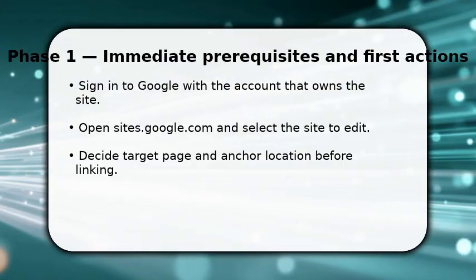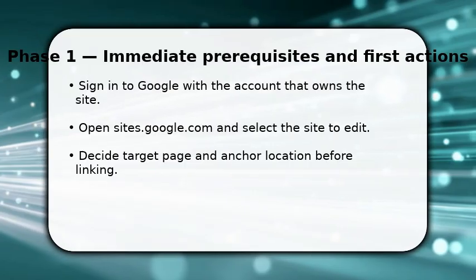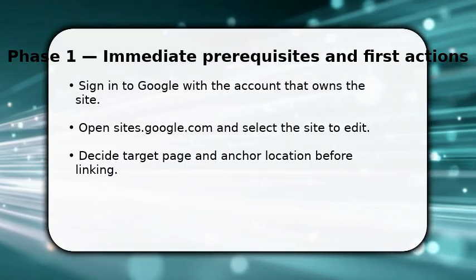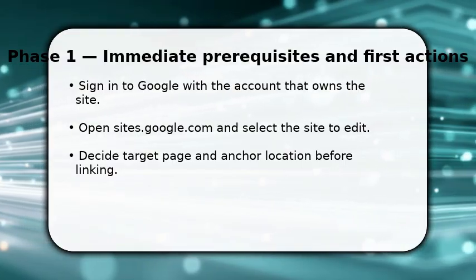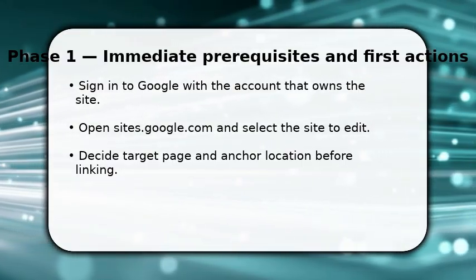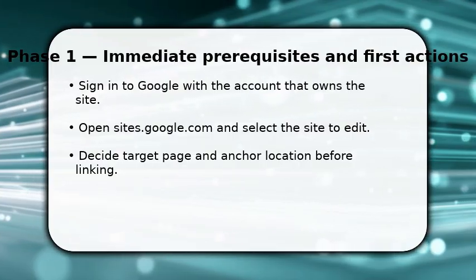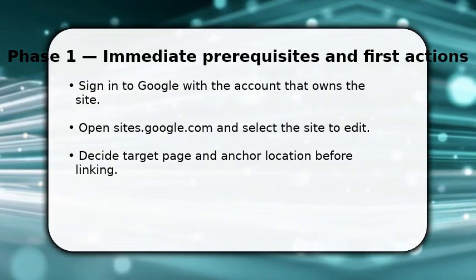You start by opening Google Sites and choosing the site you'll edit. This gets you straight into the editor. Once done, pick the target page and, if needed, the precise section where the link should land so you avoid rewrites later. Make sure you have edit rights, otherwise you can't create persistent links.